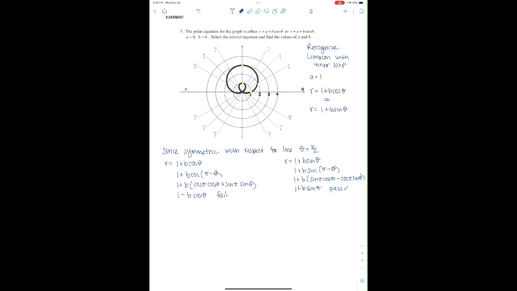Also, according to the general form of this equation, we know that b must be greater than a. So what I'm going to do is test out what r equals 1 plus 2 sine theta looks like. I plug that into Desmos, it matches our graph perfectly, and so that is where we'll stop.